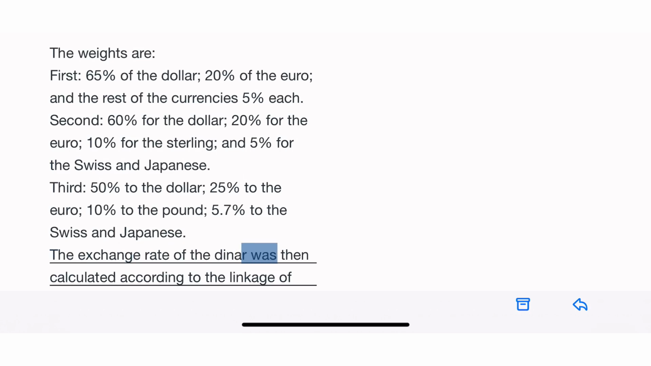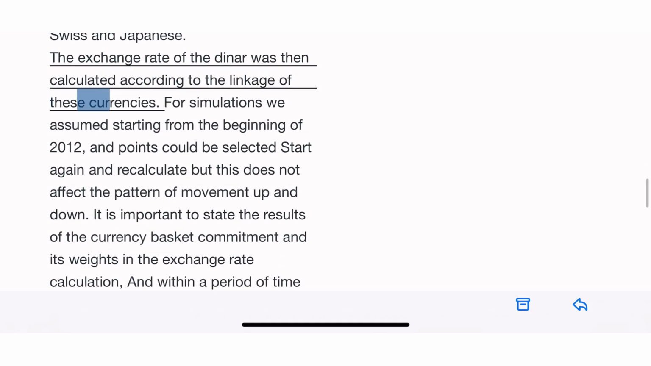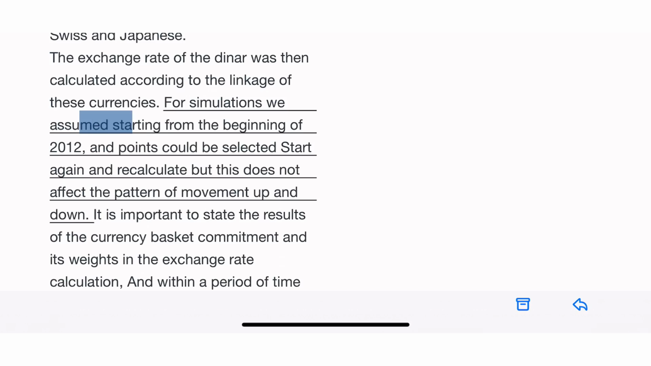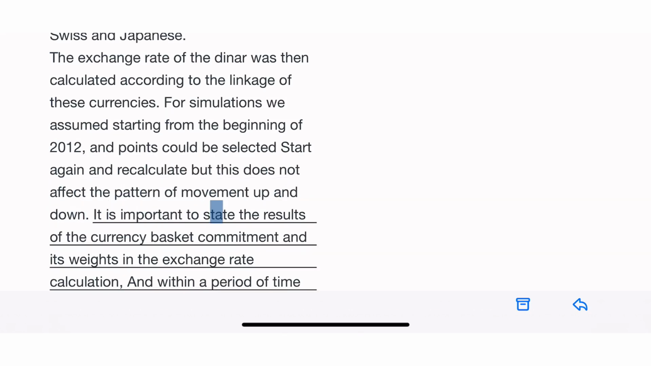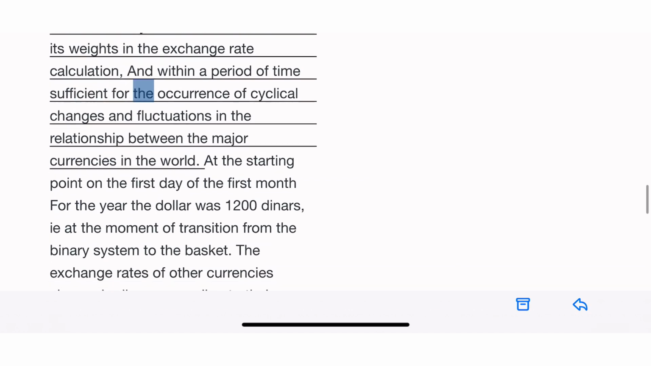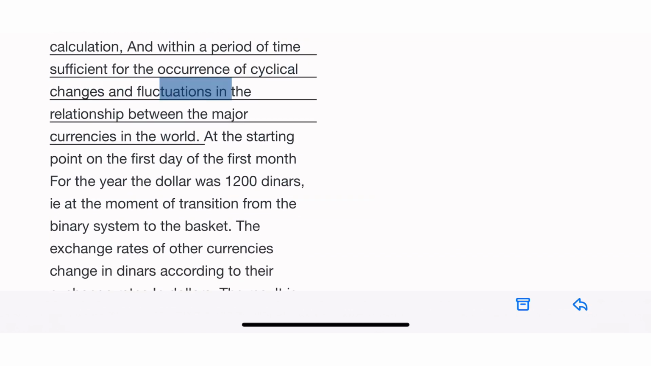The exchange rate of the dinar was then calculated according to the linkage of these currencies. For simulations, we assumed starting from the beginning of 2012, and points could be selected to start again and recalculate, but this does not affect the pattern of movement up and down. It is important to state the results of the currency basket commitment and its weights in the exchange rate calculation, and within a period of time sufficient for the occurrence of cyclical changes and fluctuations in the relationship between the major currencies in the world.